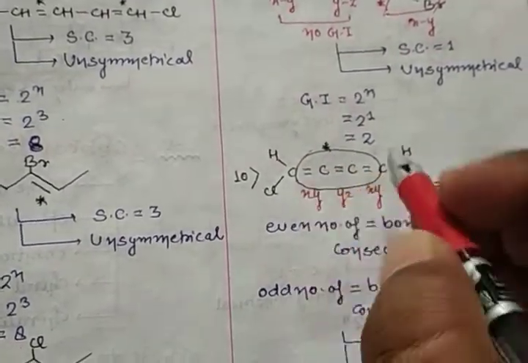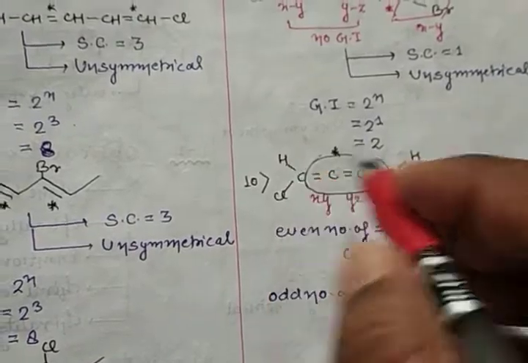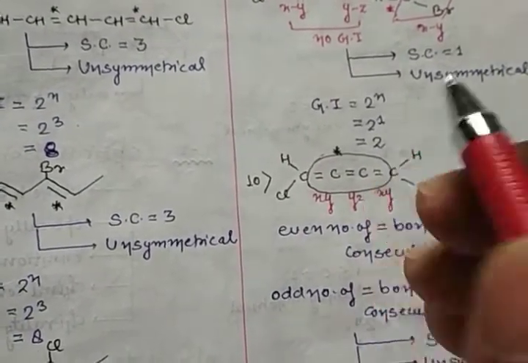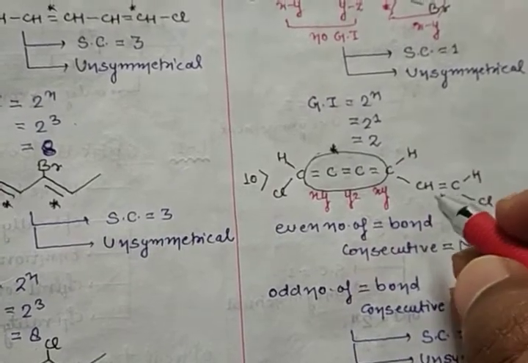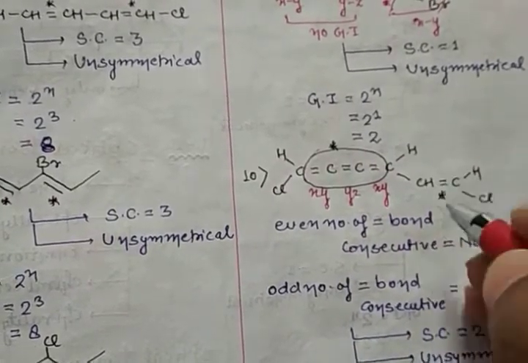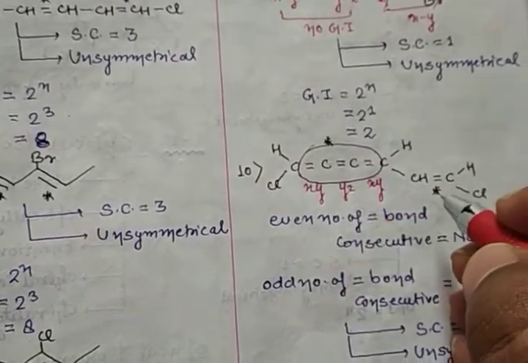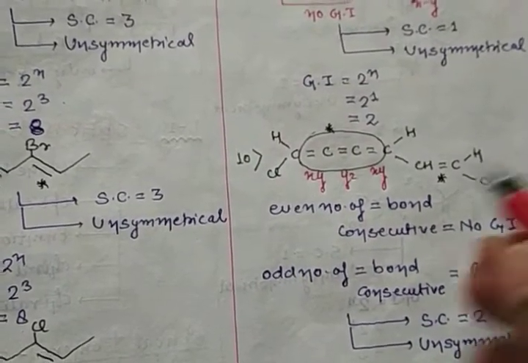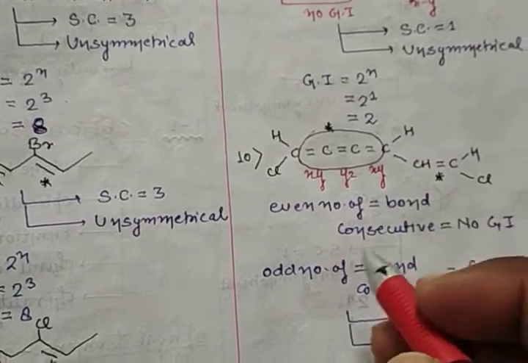So this is one stereo center. Look, one side hydrogen, one side Cl and one side whole group. So this is one stereo center and again this carbon also shows one hydrogen, one Cl and one whole group. This is the second stereo center. Clear? So look, even number of consecutive double bonds.